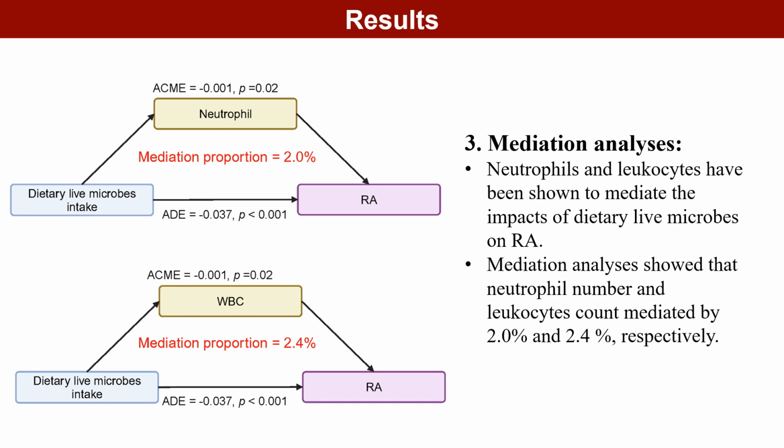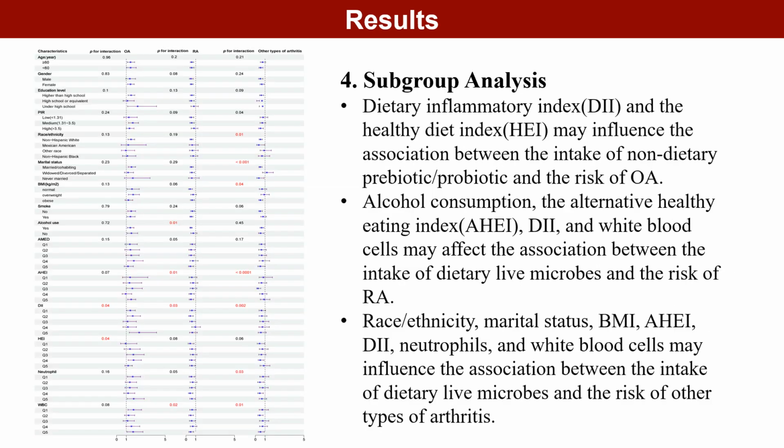Subsequently, we further conducted mediation analyses. The results showed that neutrophils and leukocytes mediated the modulation of RA by dietary live microbes. In addition, neutrophil number and leukocyte count mediated by 2% and 2.4%, respectively. Further subgroup analysis revealed that the race/ethnicity, alcohol consumption, marital status, BMI, different dietary patterns, and neutrophils and white blood cells may influence the correlation between the intake of dietary live microbes and non-dietary prebiotics/probiotics and the risk of arthritis.